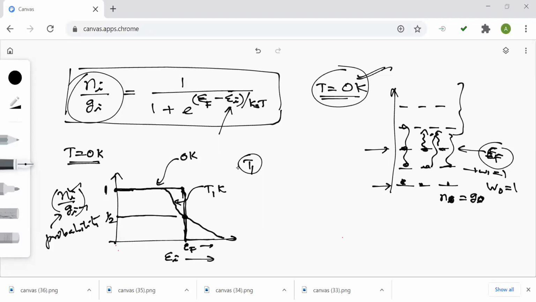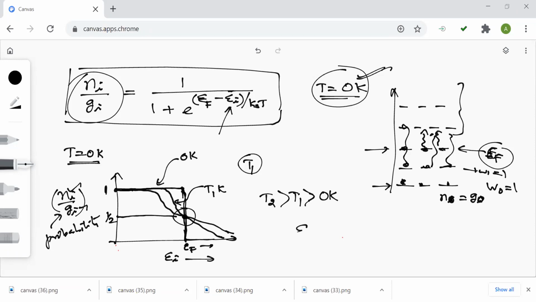If I keep on increasing the temperature to another temperature T2, which is greater than T1, and T1 is greater than 0 Kelvin, levels will again be occupied like this. But whatever the temperature, at the Fermi level, Ni by Gi, our probability value, should be half.